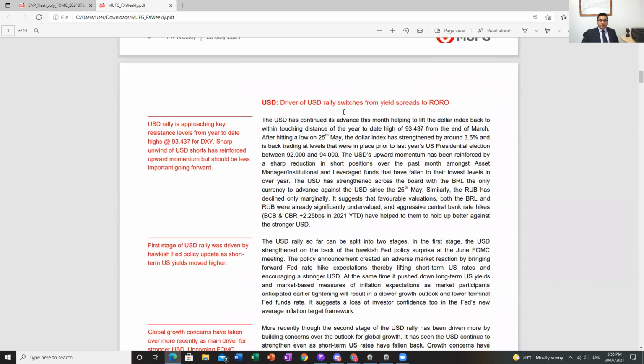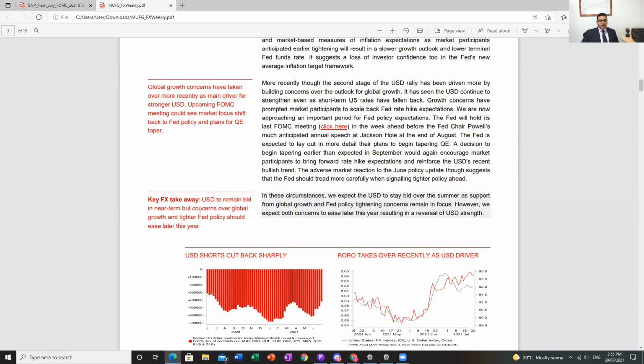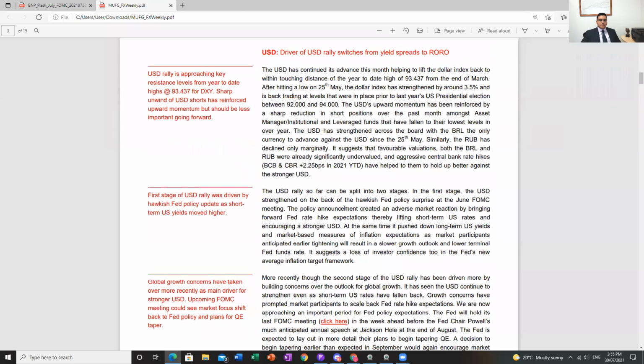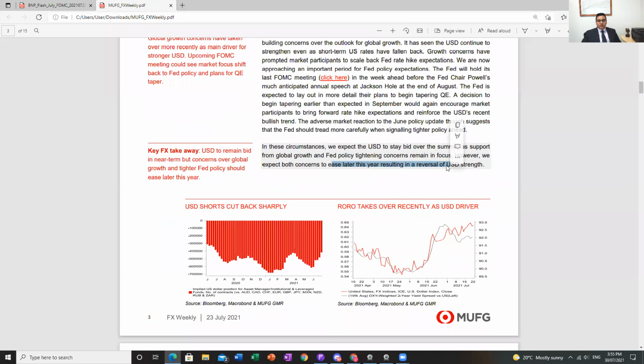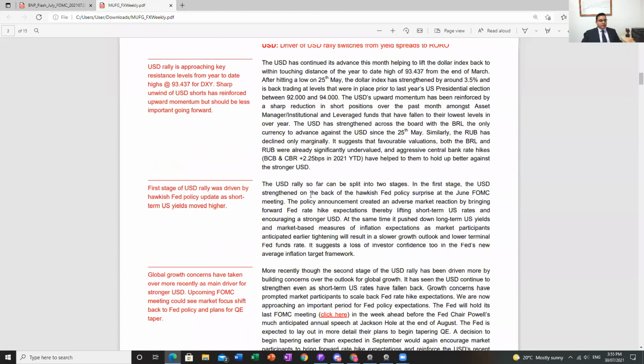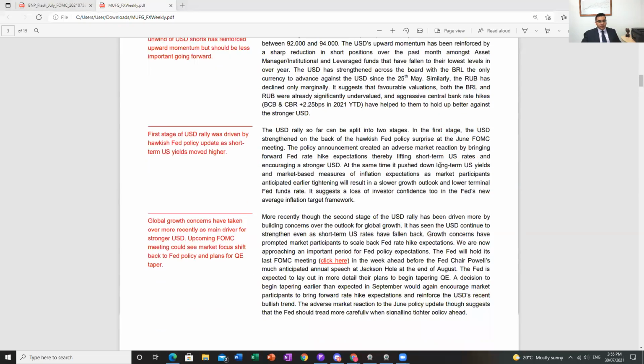US dollar rally switch to yield spreads. Quick little overview: the US remains bid in the near term, but there are concerns over growth. They're expecting, at the moment, the US dollar to remain strong for now, with expected reversals in US dollar strength later in the year. Other stuff can cause that. I'm not going to read all this. This is boring. For those in my group, you have this article. You can go read it yourself.